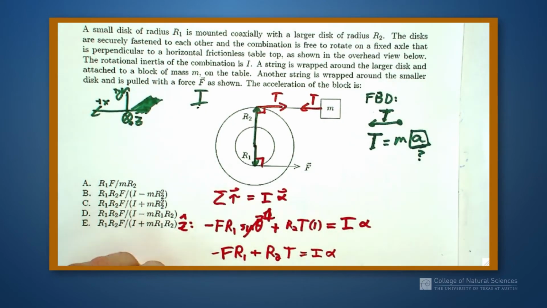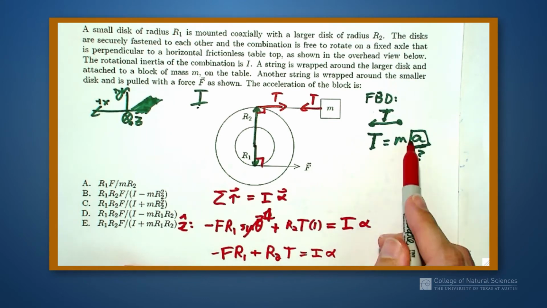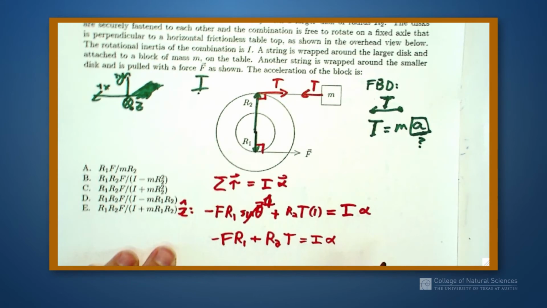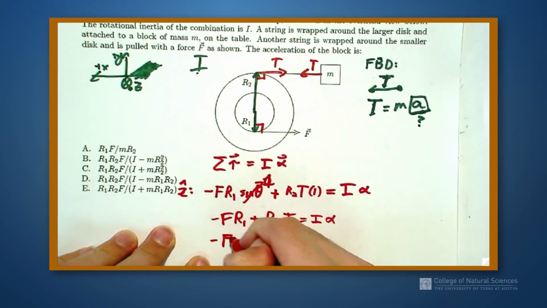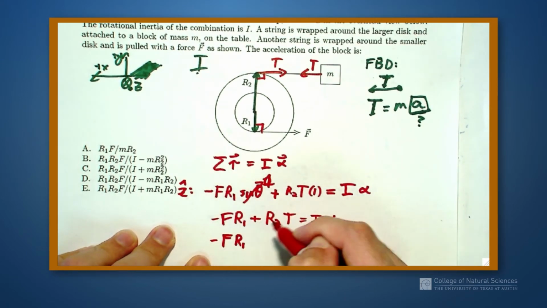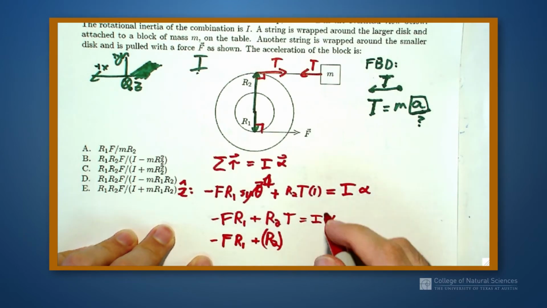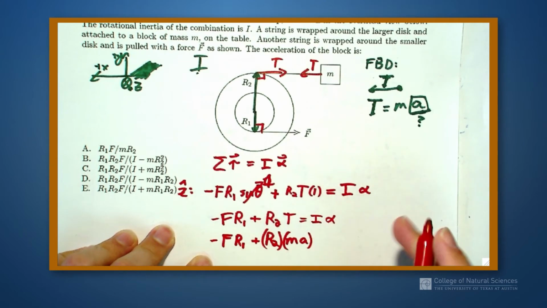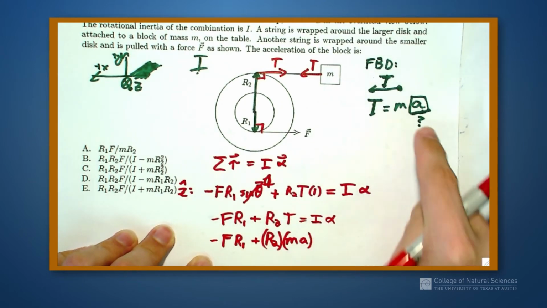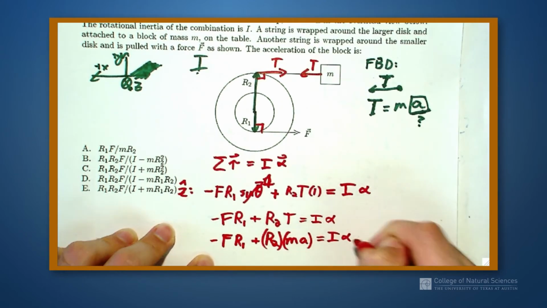I alpha. All right, so what do I get? Well, I see that I have a tension which I could substitute in for. So I'm going to substitute in for my tension: minus R1F plus R2 times MA, right? This is what my tension is from up here, is equal to I alpha.